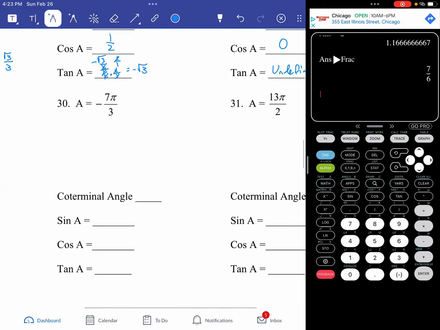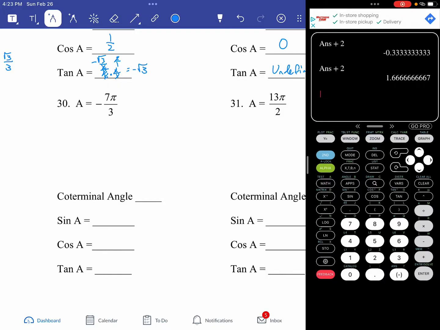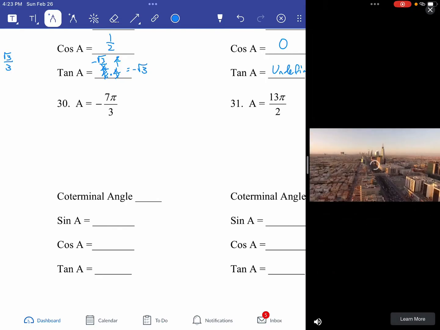Number 30. So negative 7 pi over 3. Add 2 pi. Add 2 pi again. I'm going to get 5 pi over 3.